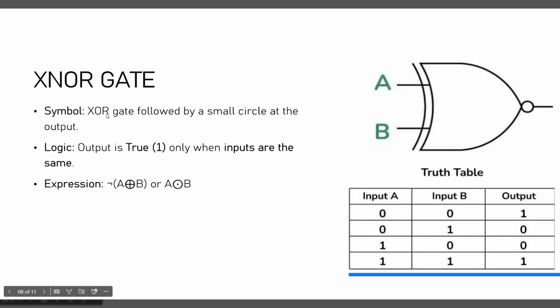Now XNOR gate. XNOR gate is XOR gate plus NOT gate. The output is true only when inputs are same, means it is the inverse of XOR gate. Alright, as we have discussed it earlier, see here 0 0, 1 1 are same, then the output is 1, and if the inputs are different, then output will be 0 or off, alright, or false, and this is the symbol of XNOR gate.